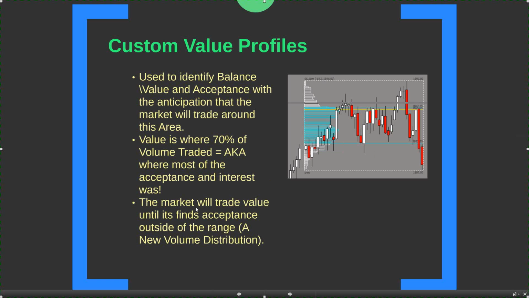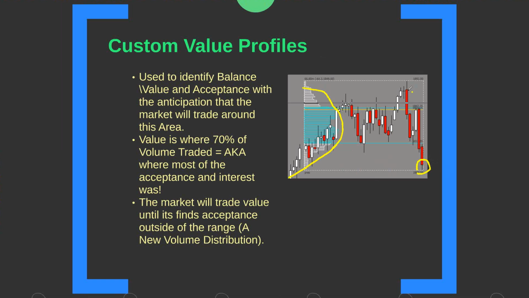All right? The market will trade value until it finds acceptance outside of the range. So when you've got a profile like this, okay, look, let's stop focusing on buying here and selling here. When do you know that? Now let me ask you the question, when do you know that? Based upon what I've just explained today, what would make the most sense? When should you consider not buying below value and selling above this value area?